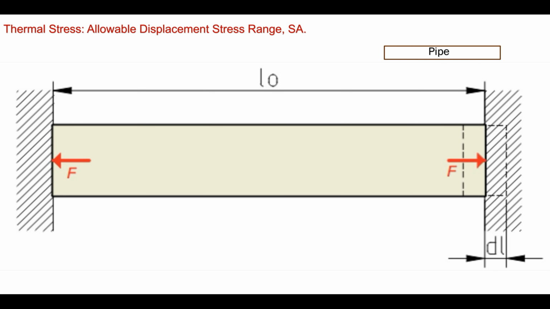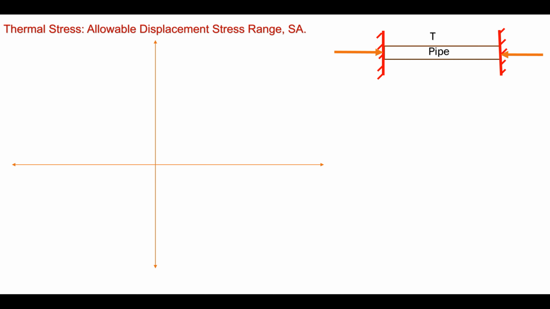Thermal stress, allowable displacement stress range SA. How to derive this formula? To derive the formula of the allowable displacement stress range SA, we shall take an example of a pipe with fixed ends on both sides, as shown in the diagram, having temperature T inside. Let's increase the temperature of the pipe and see how stress and strain develop in the pipe. As you can see in the stress-strain graph, compressive stresses are along the plus y-axis and tensile stresses are along the minus y-axis, while the strain is along the x-axis.